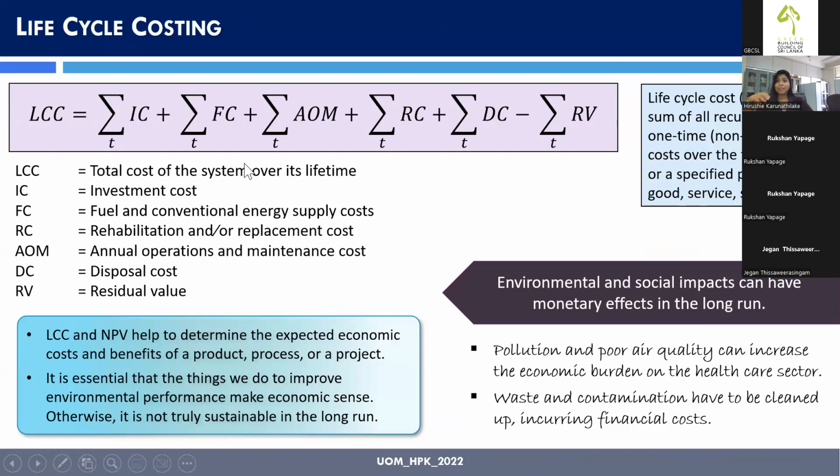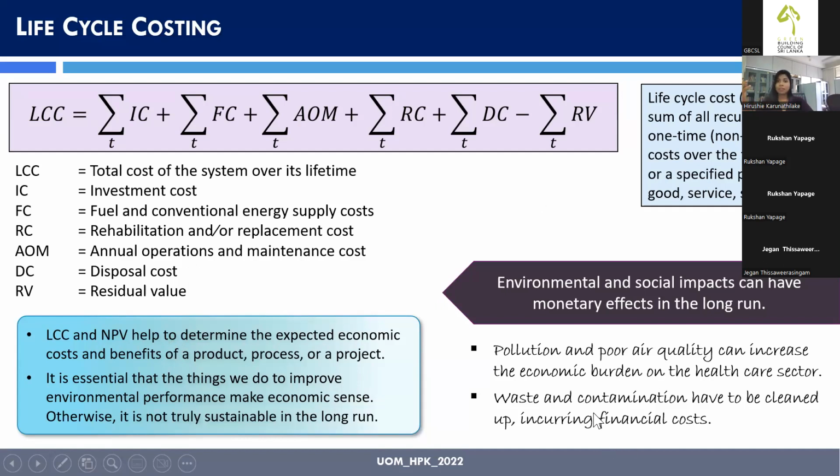Life cycle costing, again, I'm not going to explain this in detail because this is what we are mostly familiar with. Basically, this helps us to quantify the economic costs and benefits of a product, process, or project. And environmental and social impacts can also lead to economic impacts in the long run. For example, pollution and poor air quality can lead to health impacts. This essentially creates an additional burden on the healthcare sector. And we all pay, as taxpayers, to treat these illnesses.